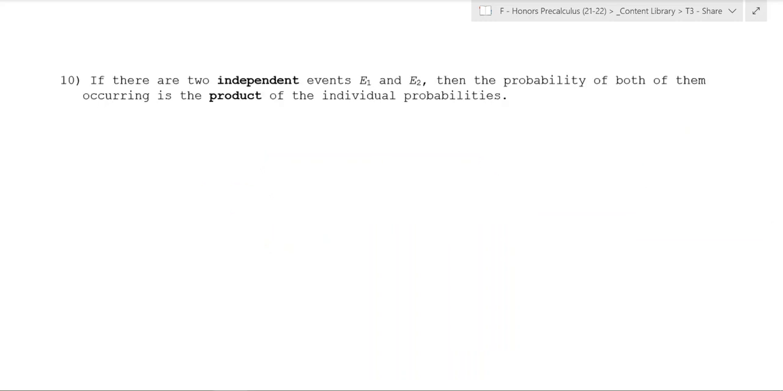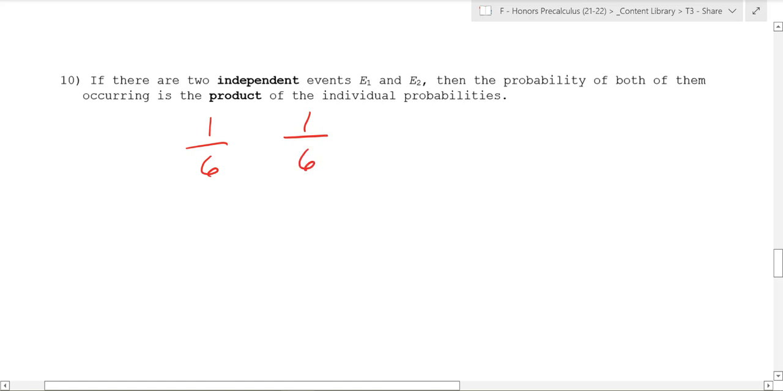So what we did there is actually use independent events. If there are two independent events that have no bearing on one another, then the probability of both of them occurring is the product of the individual probabilities. So what's the probability of rolling a 3? That's 1 out of 6. What's the probability of rolling a 4 on a 6-sided die? That's also 1 out of 6.